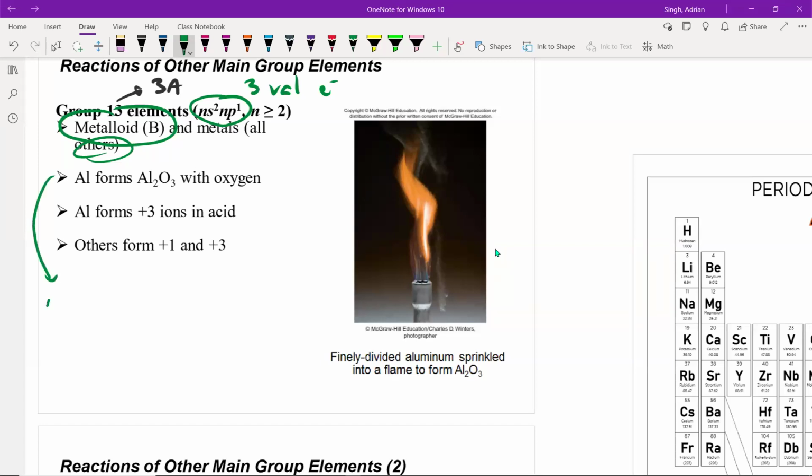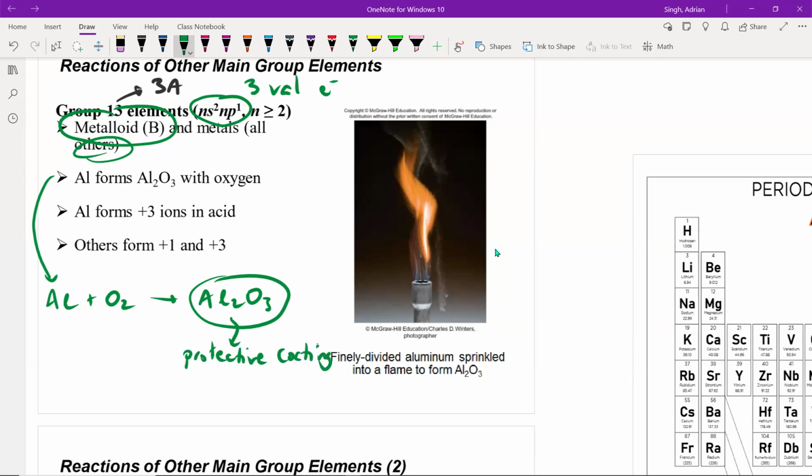So for instance, aluminum can react with O2 to form Al2O3, and that's actually a good thing because what happens is, if you have an aluminum sheet or a piece of aluminum on maybe a car or even on a plane, this aluminum oxide forms a very protective coating. Okay, and it's very dull compared to the shiny aluminum. So that protective coating actually prevents further reaction of the underlying aluminum. So it actually extends the life of that sample of aluminum, right?